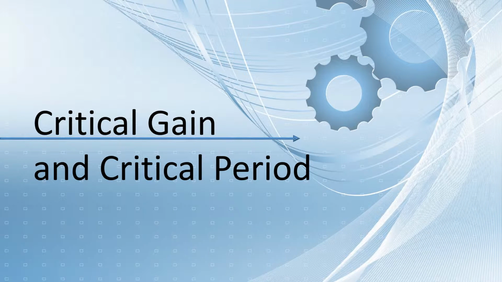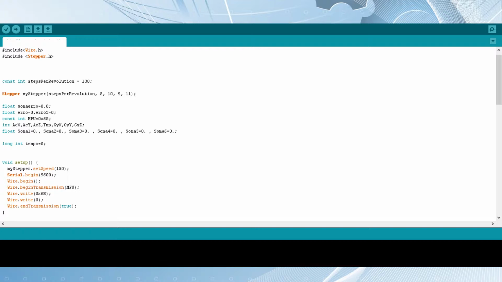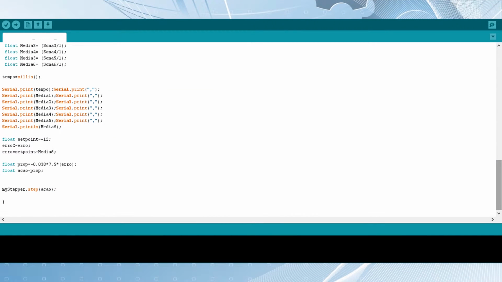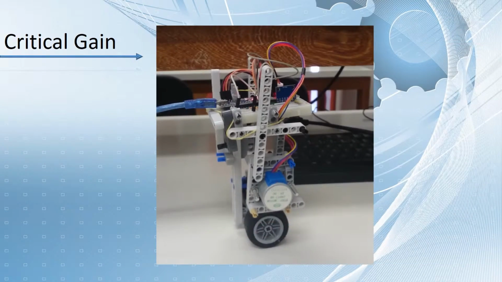Critical gain and critical period. The rule of the Ziegler-Nichols second method is to use the proportional control action only, increase K until reaching a critical value at which the output first exhibits sustained oscillations. For that, this is the code used. This is the critical value and this is the robot response.